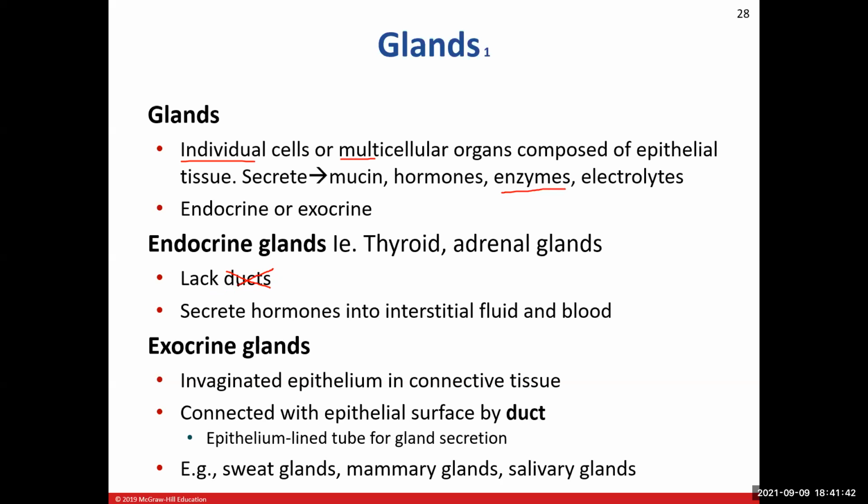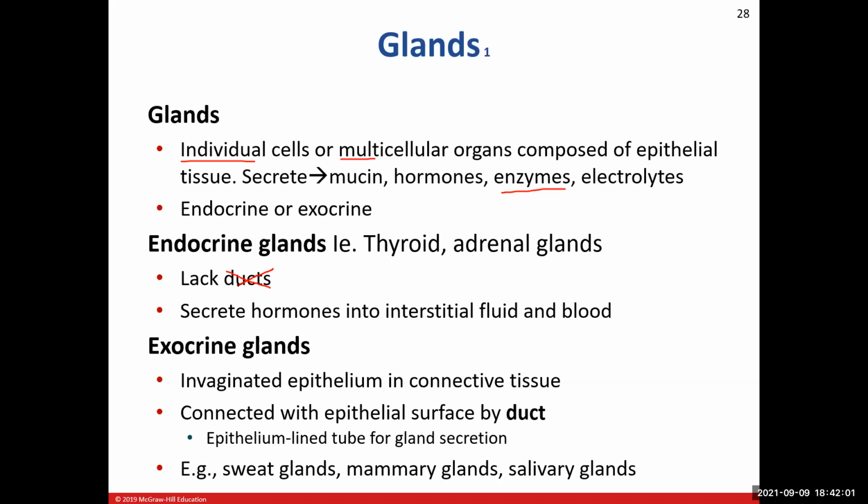Basically, they just dump whatever they're making outside of the cells that are making it, or outside of the tissue. It'll find its way eventually into the blood. It could be directly into the blood, or it could go into the interstitial fluid and then eventually make it into the blood. Exocrine glands are what we're going to talk about here today.